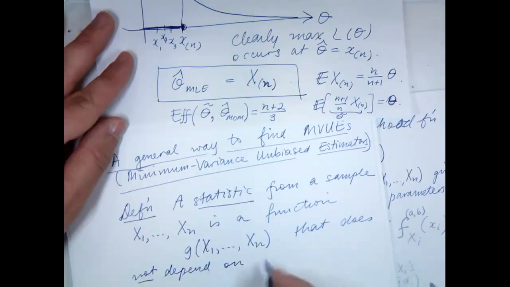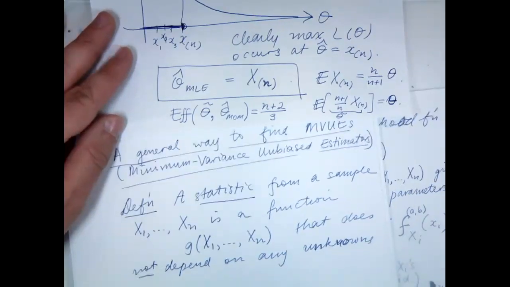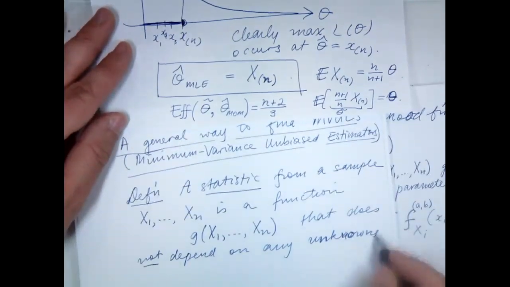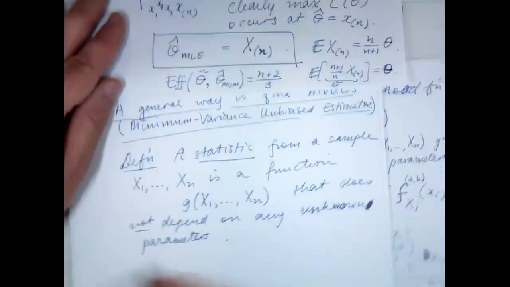So unlike in chapter 8 when we were talking about pivotal quantities, a pivotal quantity is typically not a statistic because it folds the unknown quantity into it and then gets a known distribution. Whereas a statistic is just when you might not know the distribution of the statistic, but it does not depend on any unknown parameters. Okay, so that's the definition of a statistic.